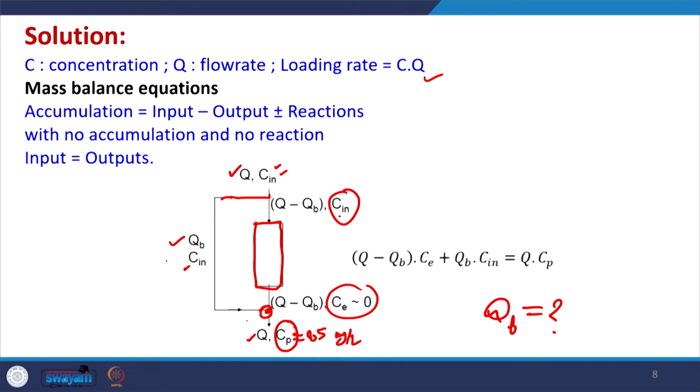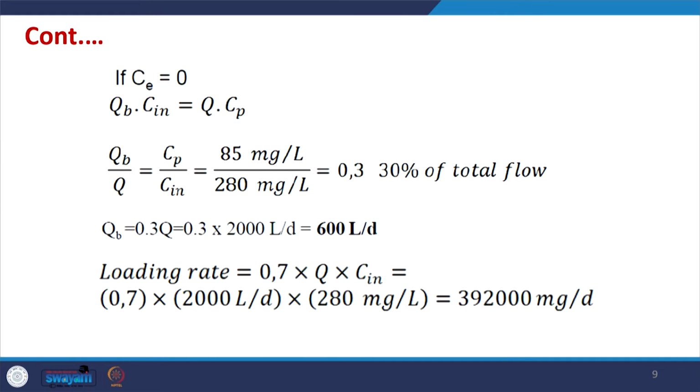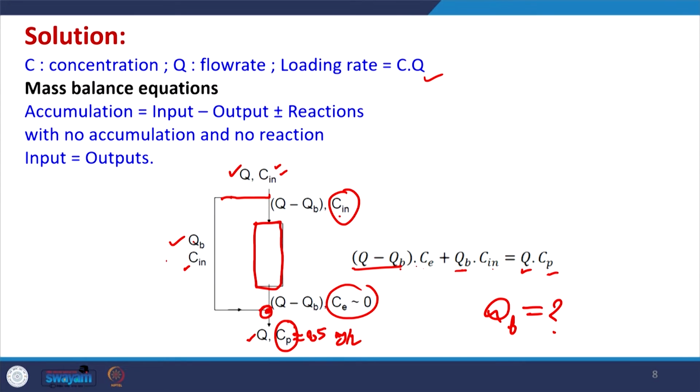So, at this mixing point the flow rate coming is (Q minus QB) into C, and from the bypass stream QB into C in, and the resulting flow rate will be Q, because if we add Q minus QB and QB, it becomes Q. Cp is the concentration, which is already 85 milligram per liter. If we put all the values together, C is already 0 in this case, so this whole term goes off.